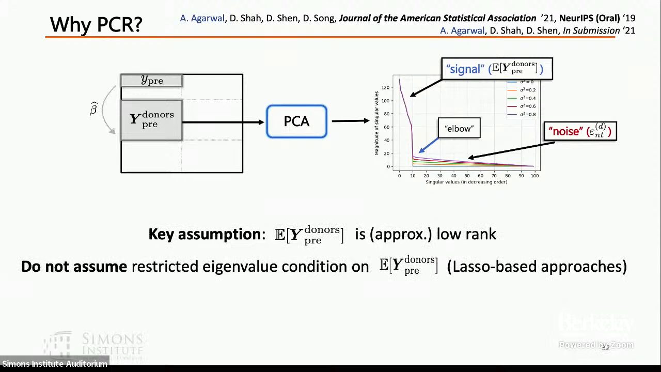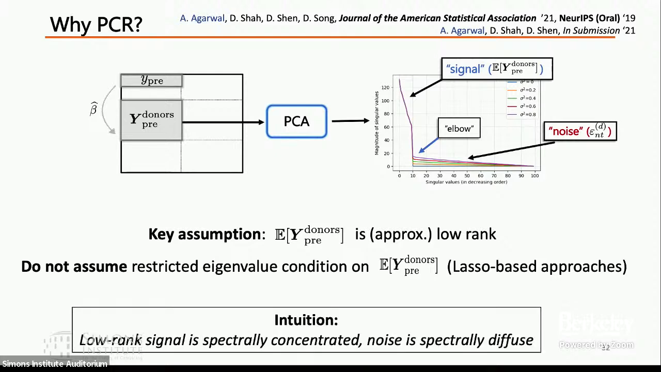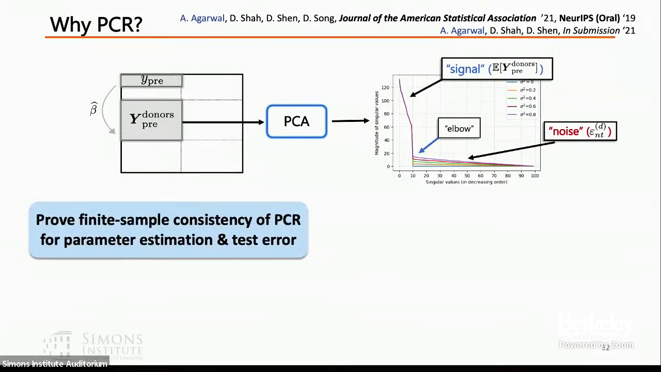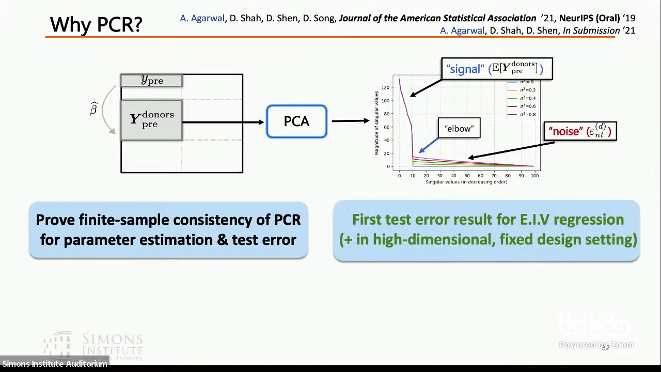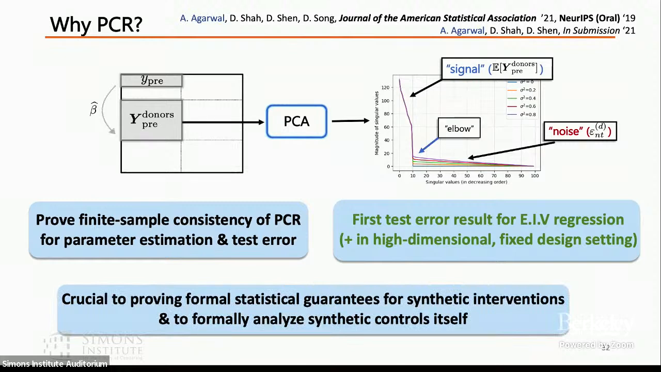So the key assumption we make is that the expected pre-intervention matrix is approximately low rank. What we do not assume, though, is a restricted eigenvalue condition on the pre-intervention expected matrix, which is required for, say, lasso-based approaches to high-dimensional regression. And the key intuition, geometrically, what's happening is that your low-rank signal is spectrally concentrated, versus by random matrix theory, we know that noise is spectrally diffuse. And that is really what PCR is exploiting for these low-rank factor models. So what we do is improve the finite sample consistency of PCR for parameter estimation and test error. And this is the first test error result for error in variables regression, plus in a high-dimensional fixed design setting. And this is really crucial for us to prove statistical guarantees for synthetic interventions and to formally analyze synthetic controls itself.